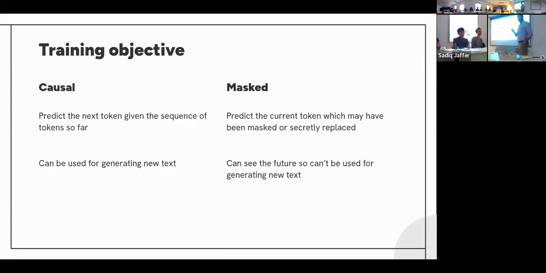Right, so training objective. There are two main forms of training objective we can do. The first is a causal training objective, which is where we predict the next token. The advantage of that is that we can use it for generating new text, which is what we do with a lot of these generative models like ChatGPT and suchlike.